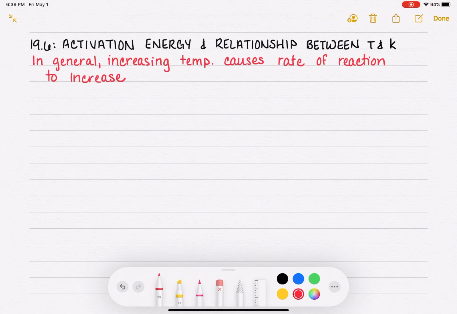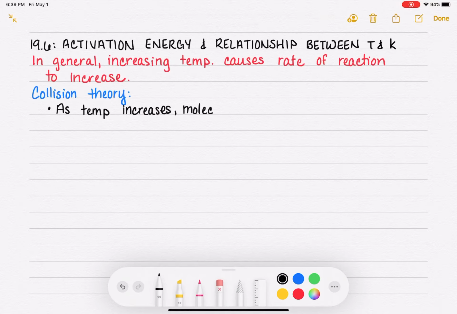Our explanation for this is something called collision theory, which I think is pretty logical, and I hope that I can explain it to you in a way that is logical. So collision theory has three basic components or principles. The first one, something that you learned in 161: as the temperature increases, molecules move faster. So this is something you already know. You should feel pretty comfortable with this.